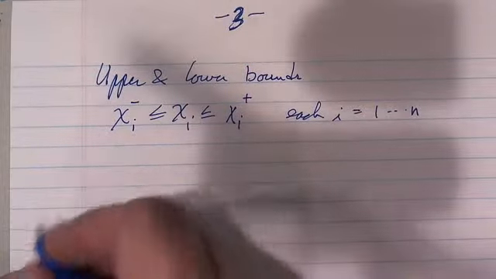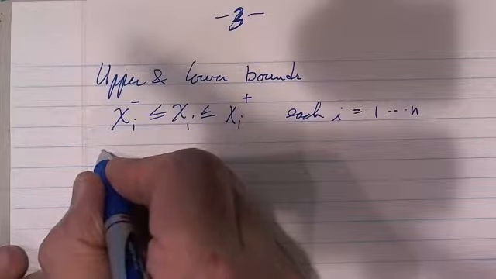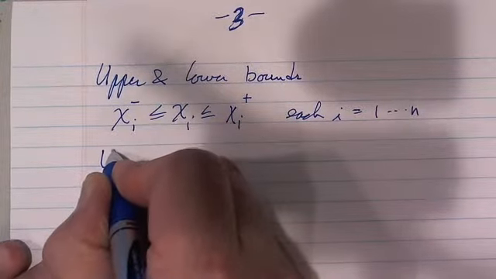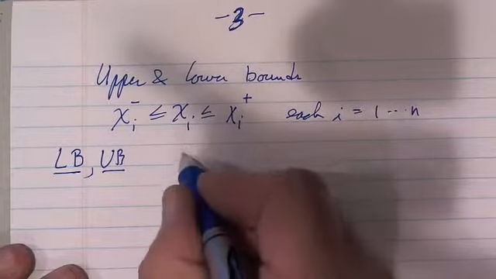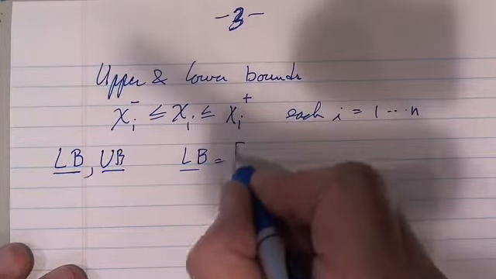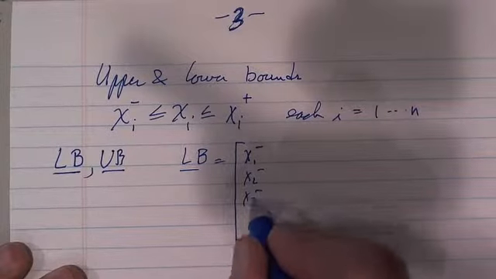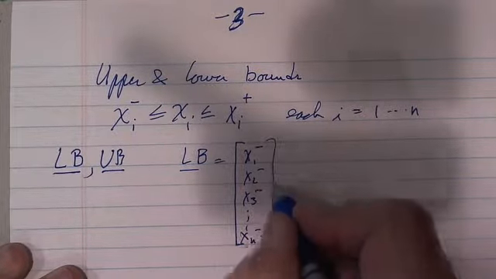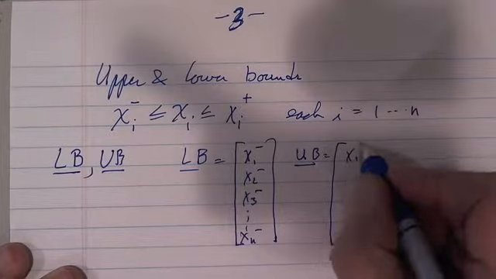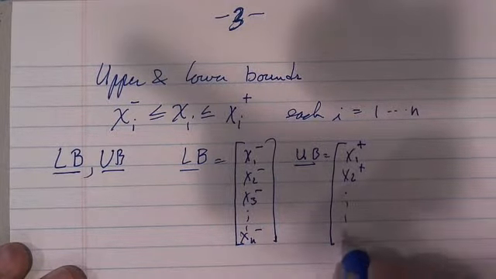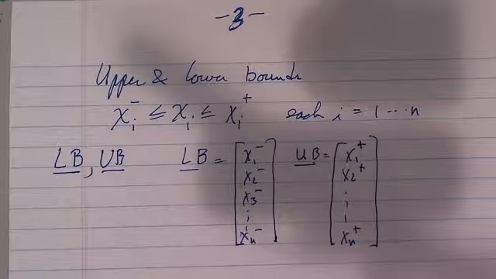And what they do is they simply say, okay, you build a vector called lower bound, and upper bound is a vector. So the lower bound vector looks like this, and it has x1 min, x2 min, x3 min, xn min. And the upper bound is x1 plus, x2 plus, xn plus. So there are the upper bound and lower bound vectors.